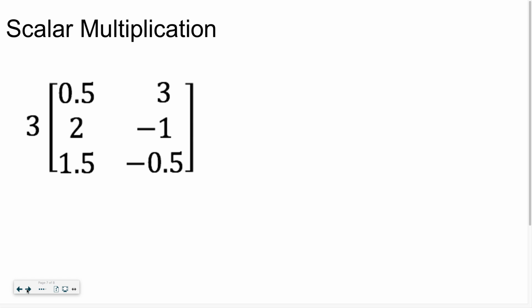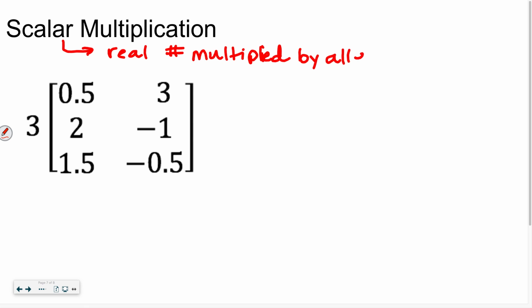So in scalar multiplication, a scalar is just a real number multiplied by all entries in a matrix. Tomorrow we're going to do something different. It's called matrix multiplication, which is a little bit trickier than adding, subtracting, and scalar multiplication. So it gets its own day. But scalar multiplication is just saying, let's put this number outside the matrix and multiply all the entries by it.